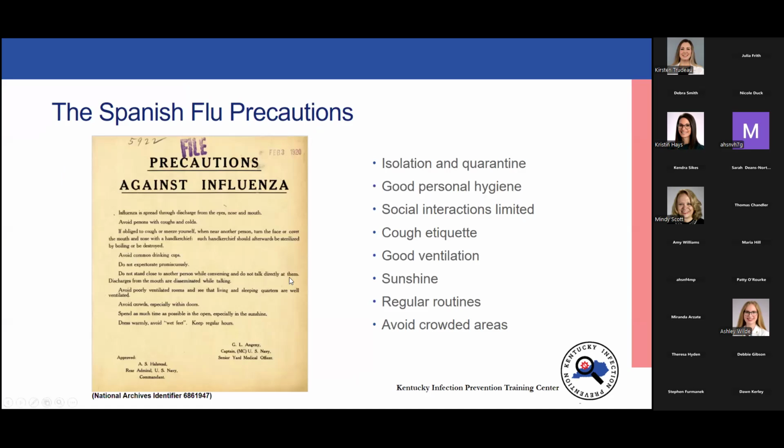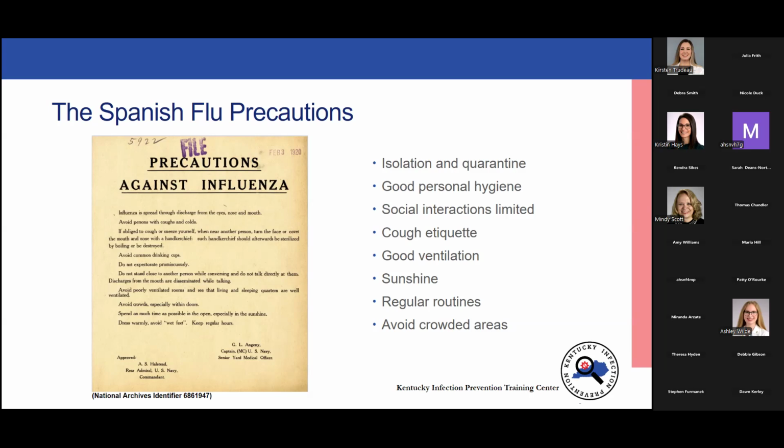Some of the precautions against influenza, this was an actual publication that was used to encourage precautions. Influenza is spread through the discharge from eyes, nose, and mouth. Avoid persons with coughs and colds. If obliged to cough or sneeze yourself, when near another person, turn the face or cover the mouth and nose with a handkerchief. And such handkerchief should afterwards be sterilized by boiling or be destroyed. Avoid common drinking cups. Do not expectorate promiscuously. Do not stand close to another person while conversing, and do not talk directly at them. Discharges from the mouth are disseminated by talking.